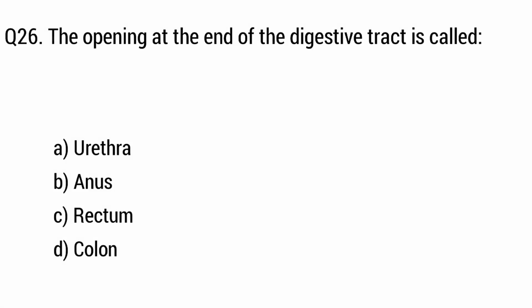Question 26. The opening at the end of the digestive tract is called option A urethra, B anus, C rectum, D colon. But the right answer is option B anus.